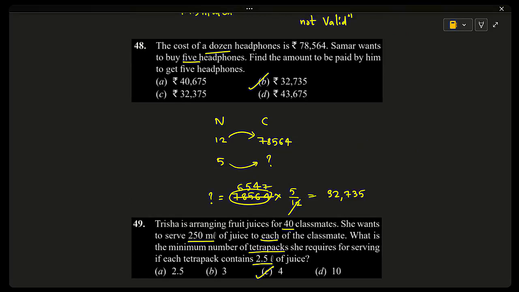Sir, why more? 12 headphones cost is this much. 5 headphones will be costing less, right? Yes, sir. So less by more we have to write, that is 5 by 12. Then simplify, sir, to get that. Come again?